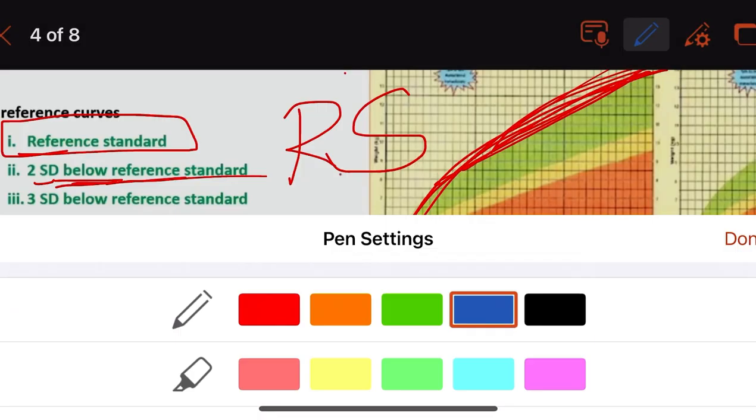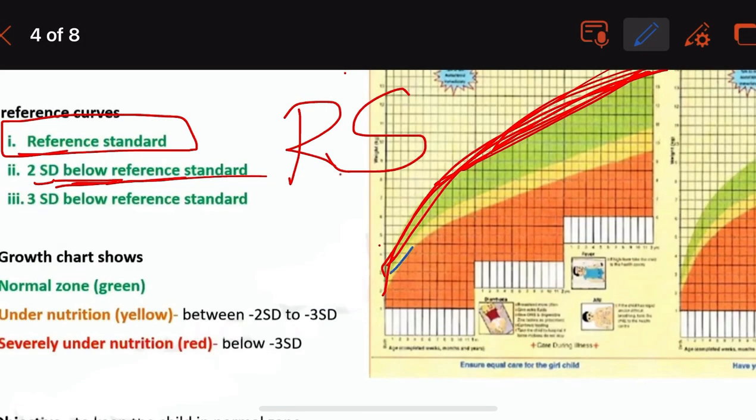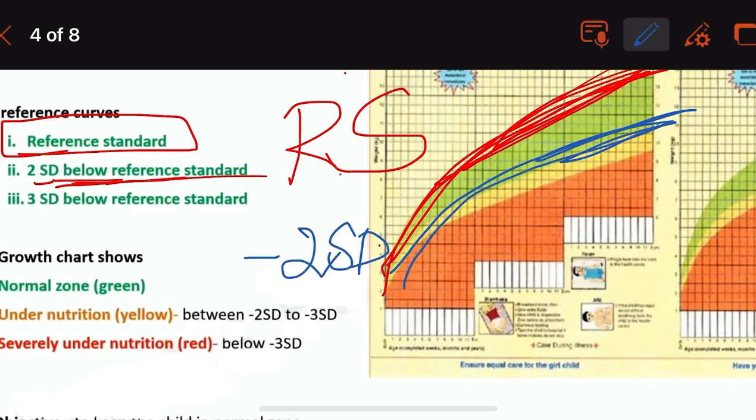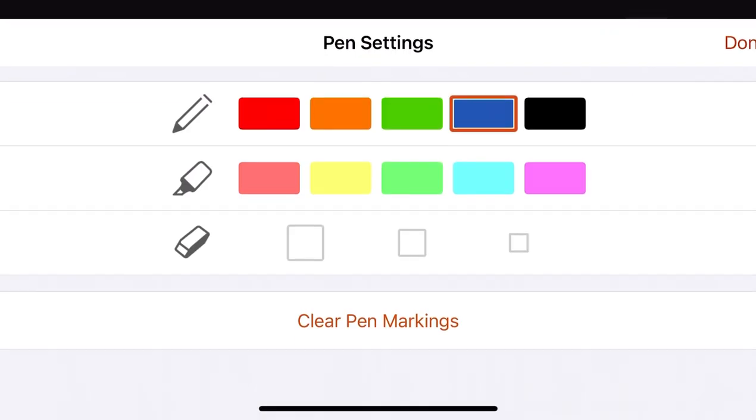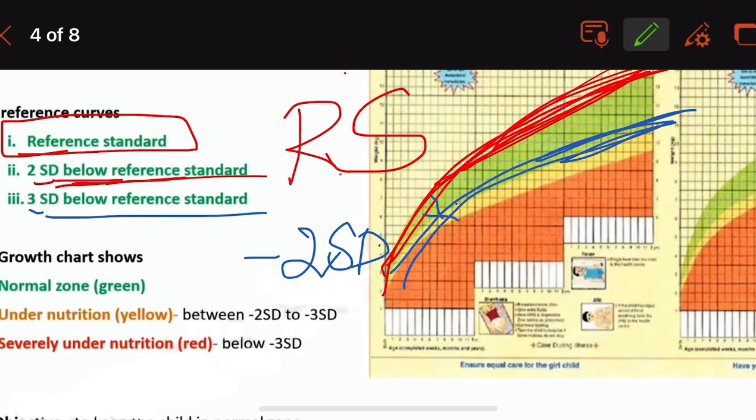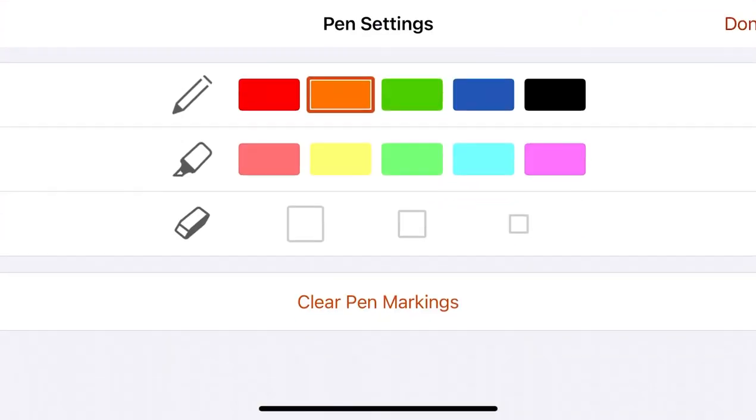We have this yellow color line. So we have minus 2 SD, that is 2 points below the reference standard, and then minus 3 SD is further below the reference standard. Then we go further down, that is minus 3 SD below the reference standard, which is the other reference value given. So we have three things. Let us do it again.